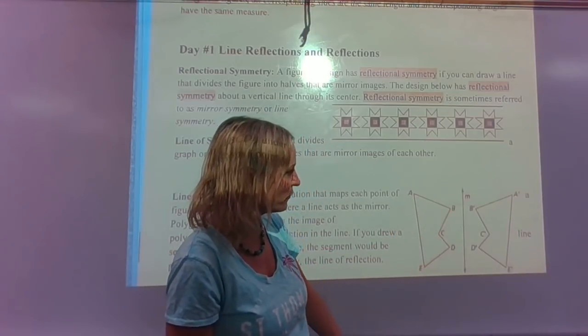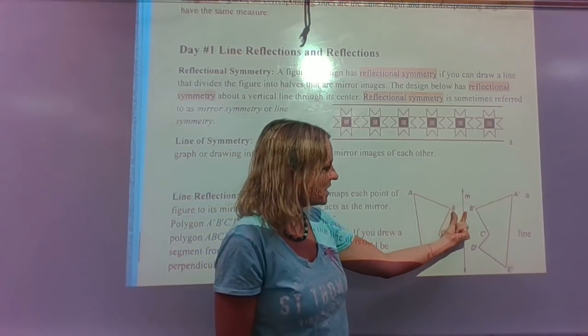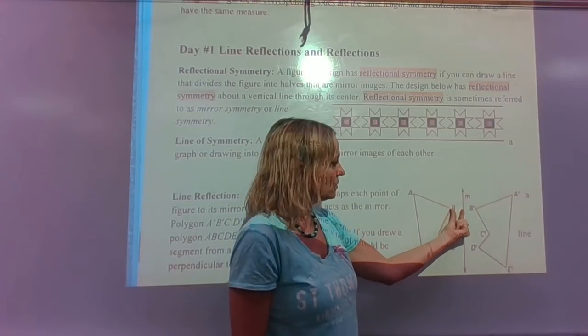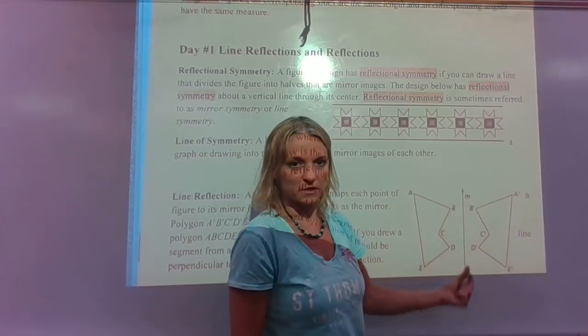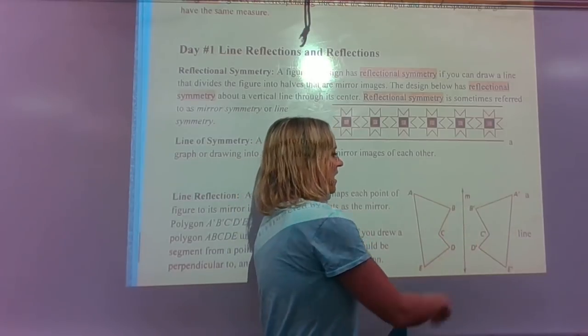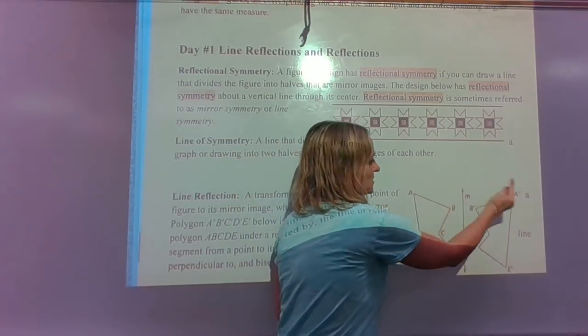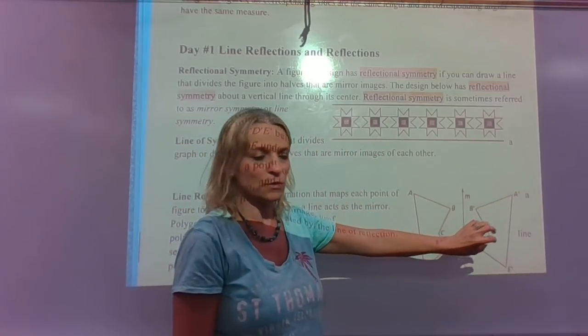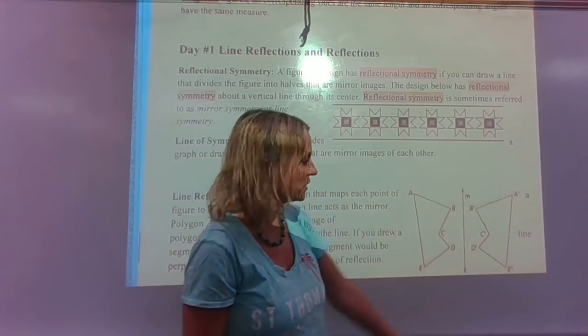It's just flipped over. What you would notice, though, is that every single point is exactly the same distance from that line. So say this was an inch away, this would also be an inch away. Okay, and the A is the same distance from one side of the line to the other side. So every point is equal distance from this line of reflection.